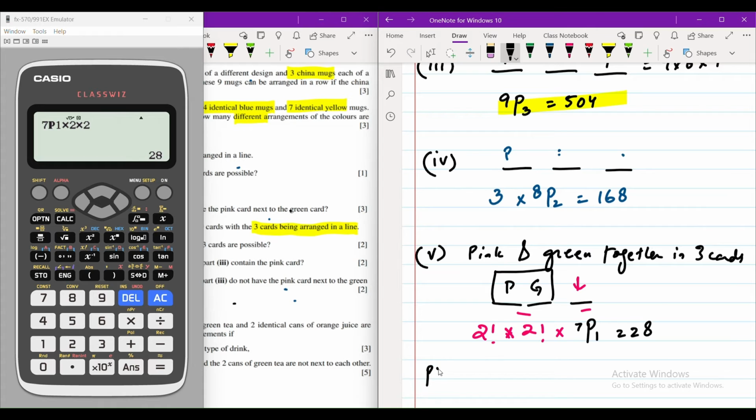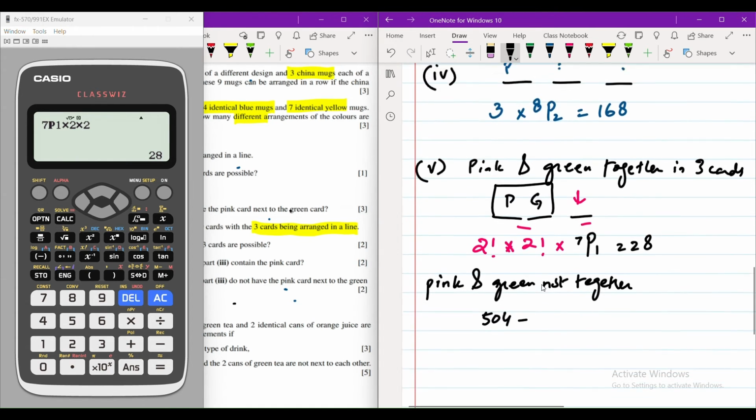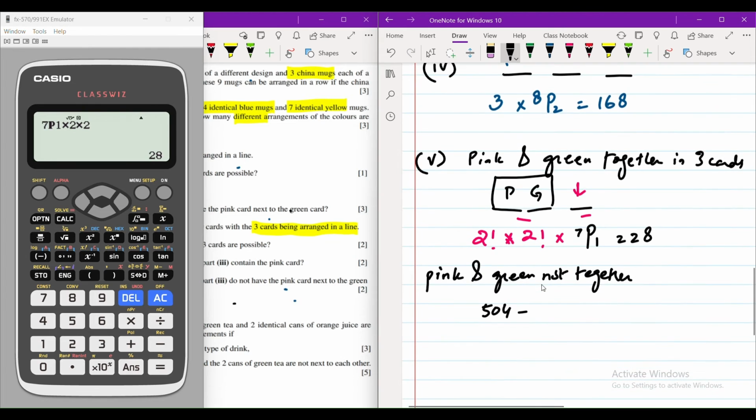So pink and green not together is going to be equal to 504, because this was the total number of arrangements for 3 cards, minus, this is 28, so 504 minus 28, 476.